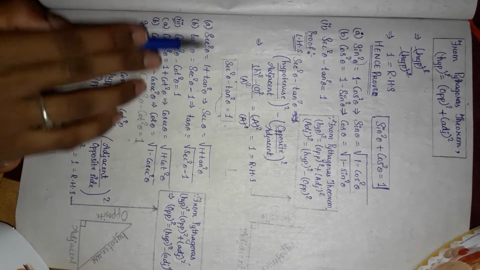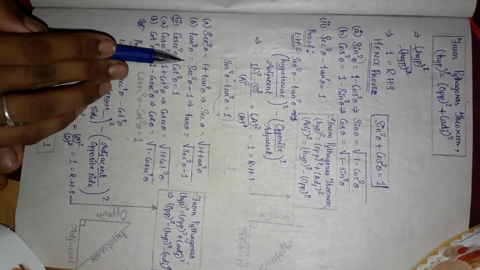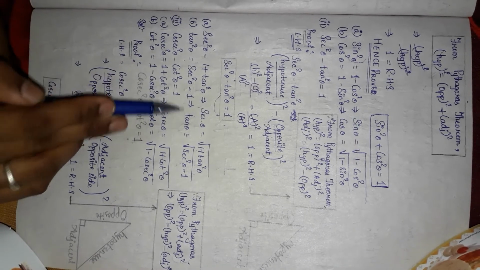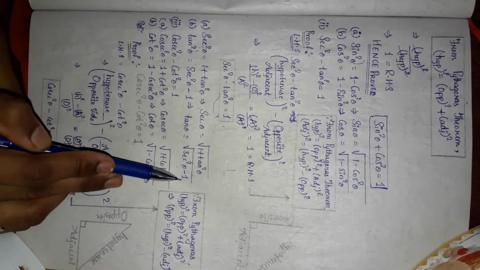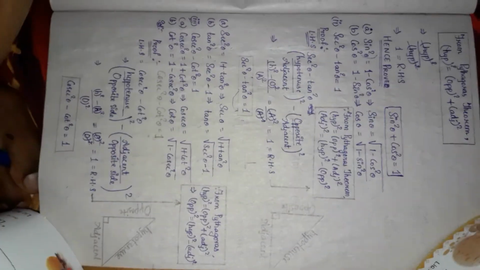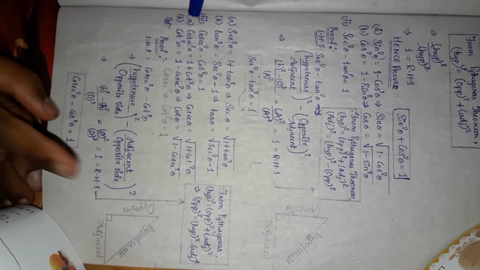And now sec theta, this square would be root: sec theta is root 1 plus tan square theta. Tan square theta is equal to sec square theta minus 1. Tan theta is equal to, this square would be root, so root sec square theta minus 1. Now next formula is cosec square theta minus cot square theta is equal to 1.